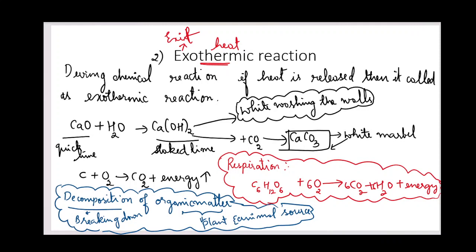So we have learned these examples here. One is calcium oxide, that is quicklime. When it reacts with water, we get slaked lime. That is one reaction. Burning of coal, second reaction. And respiration, as an example we learned. And one more is decomposition of organic matter. So this is what exothermic means: release of heat. Okay, next we'll go to the next slide.